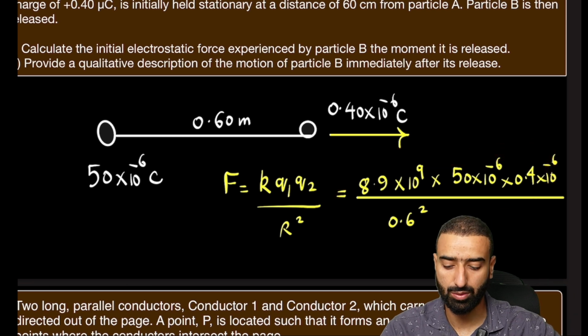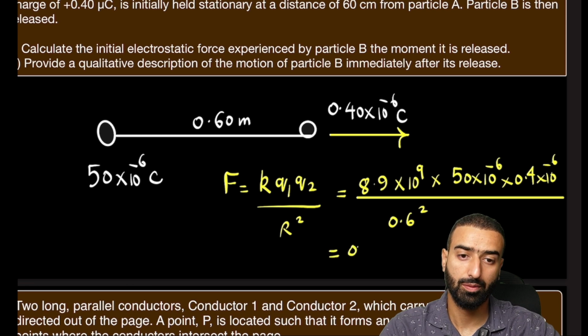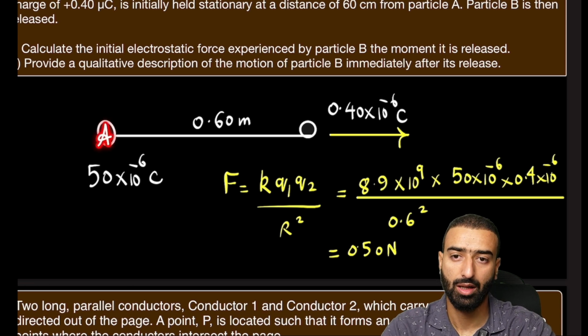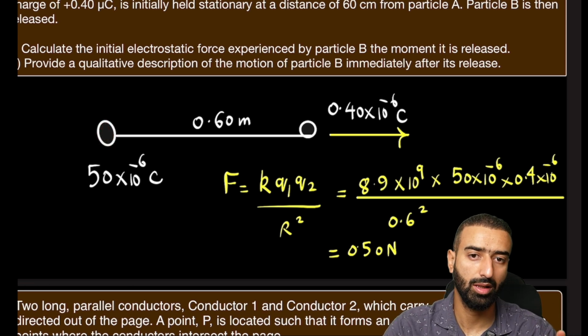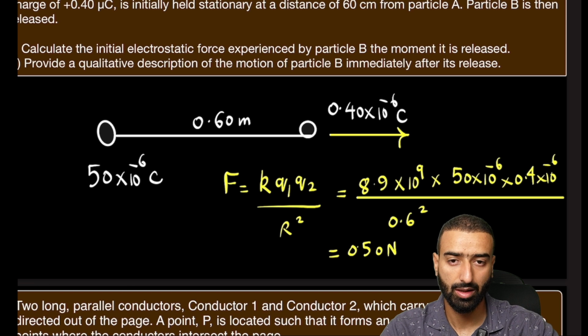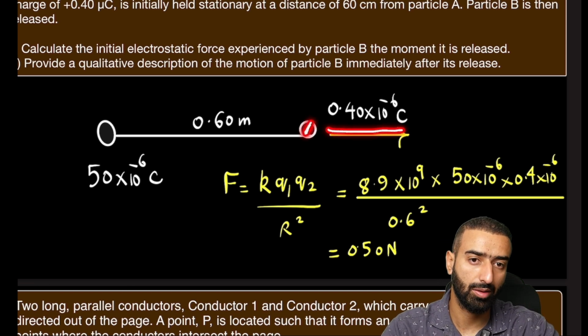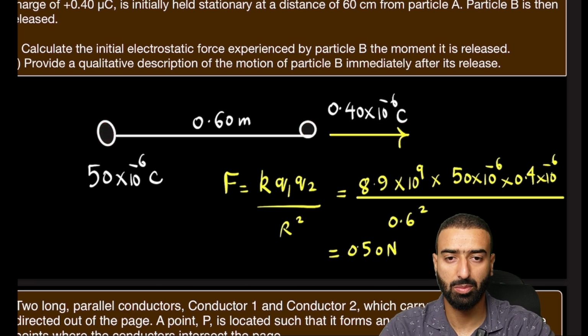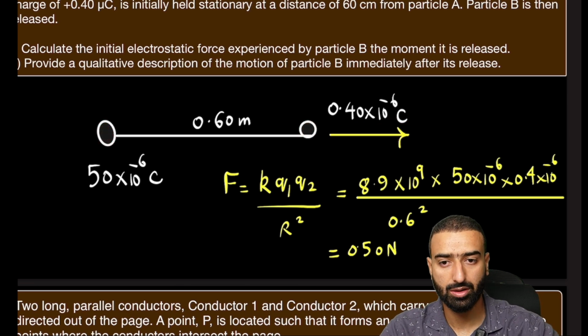The result will turn out to be about 0.50 newton away from charge A. The qualitative description would be that due to Coulomb's repulsive force, we know that both of the charges are positive, so there's going to be a repulsive force. Therefore, as soon as we release this charge, it's going to accelerate away from charge A. And that solves this part of the problem. Let's move on to the next one.